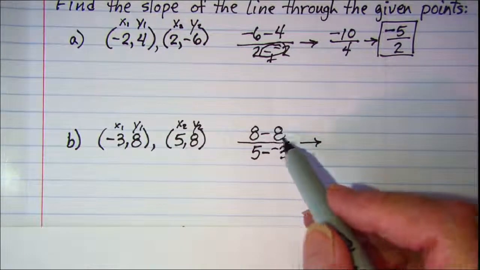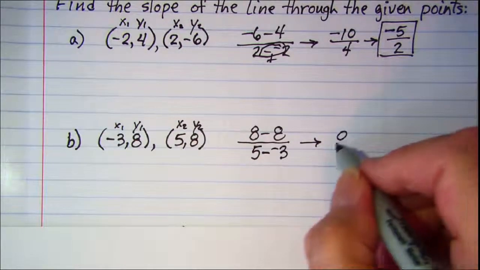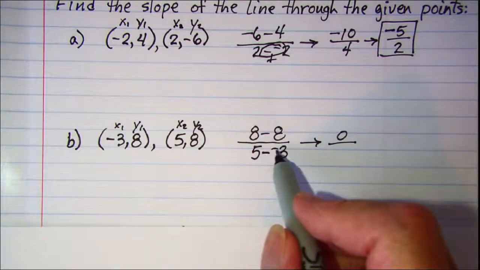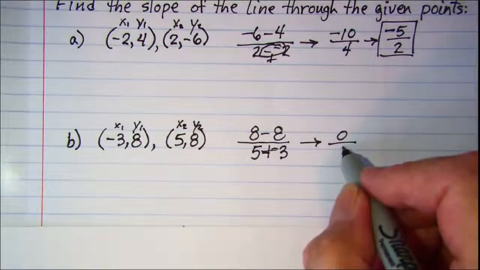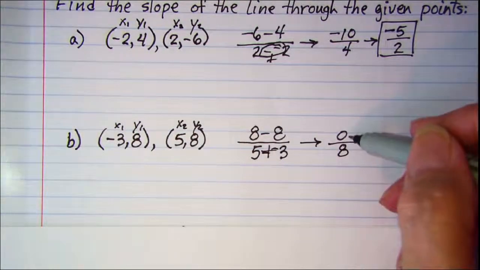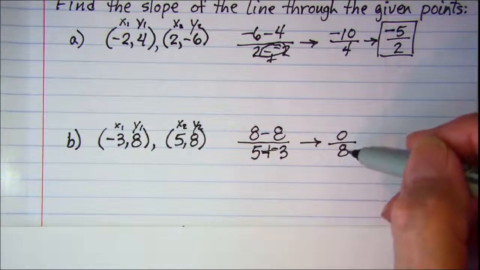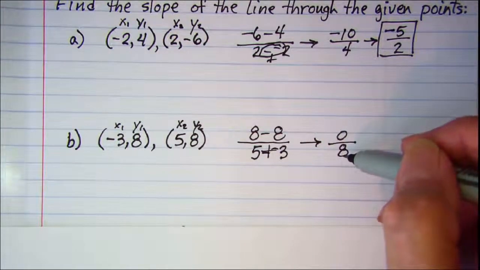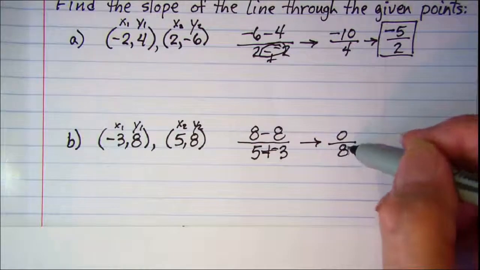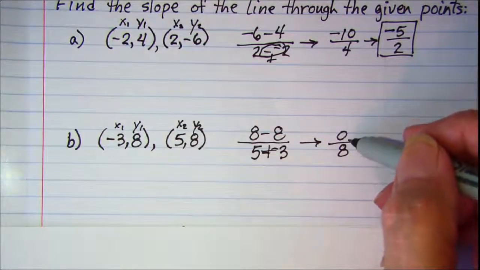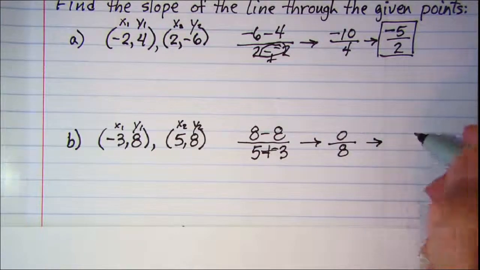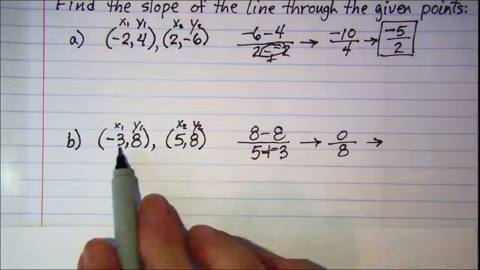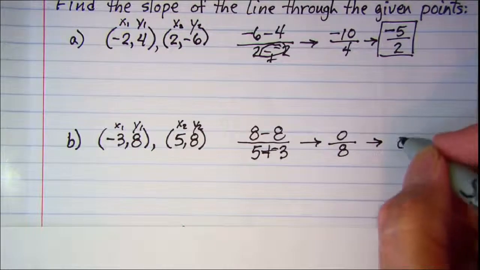Simplifying, 8 subtract 8 is 0. And this is the same as plus. So I have 5 plus 3, which is 8. I have to have a number in the denominator, or else it's division by 0, which is undefined. So 0 divided by anything is always 0. So the slope of this line that goes through these 2 points is 0.